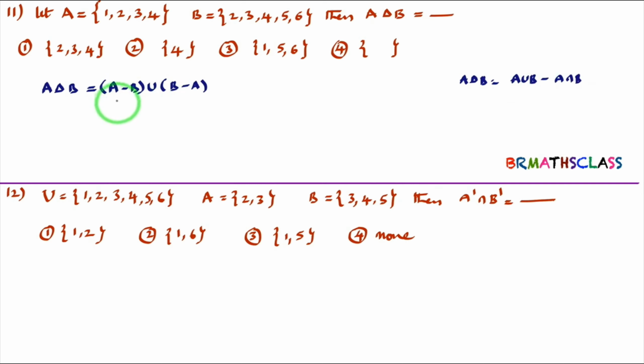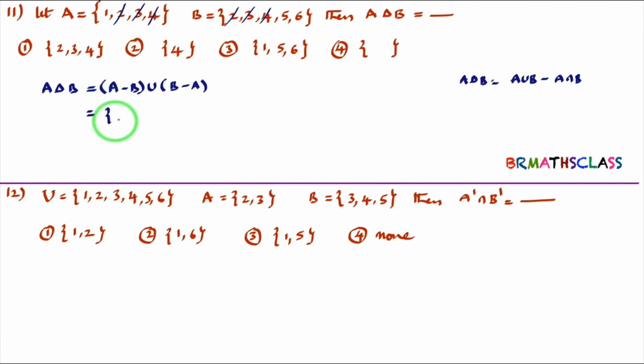Here in this problem I am using the formula A minus B union B minus A. How to calculate A minus B? Very simple. First you identify the common elements in A and B. See here, 2 is present in A, 2 is present in B. 3 is present in A, 3 is present in B. 4 is present in A, 4 is present in B. A minus B means all the elements present in A. Try to understand. All the elements present in A but not in B. Here these elements are present in A as well as in B. So you should write only the elements in A but not in B.